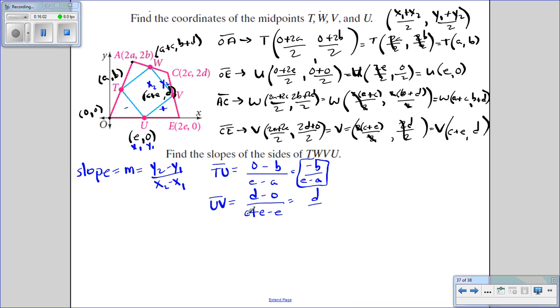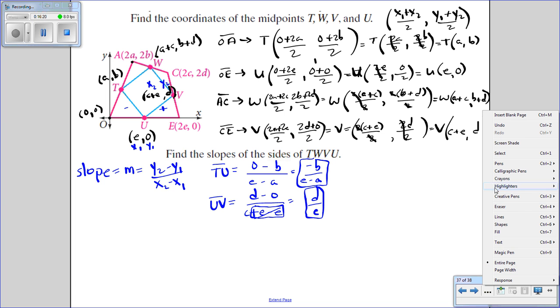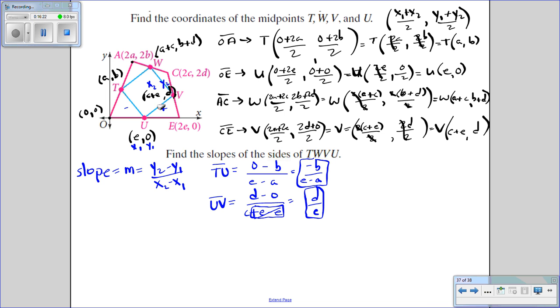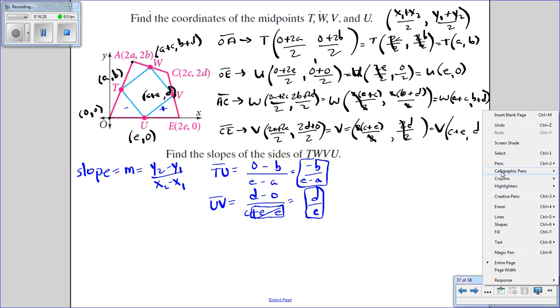Simplify the bottom. Now, I do see that I have these E's here. Those are like terms, so I can combine those. Positive E minus E, those cancel, and what's left over is C. So that is the slope of that segment UV. And got a couple more to do here, so let me get rid of those. And we're almost done.